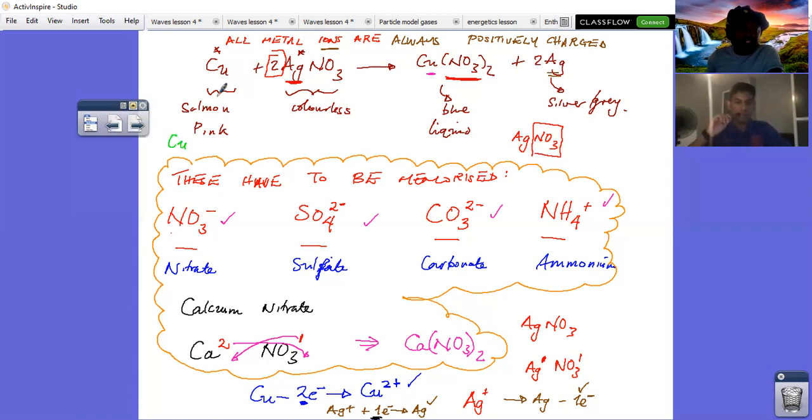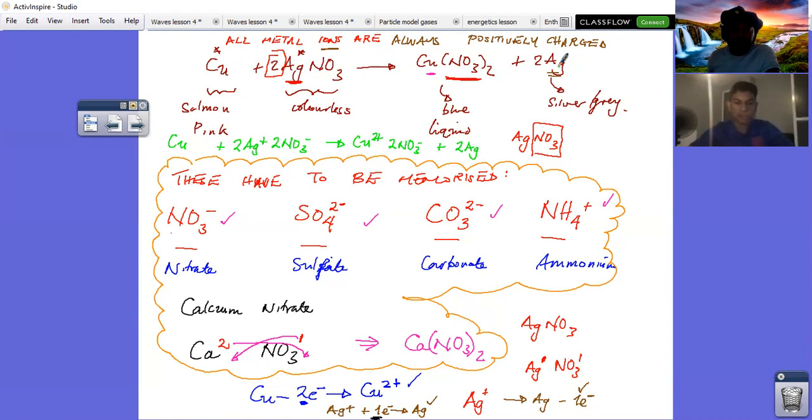So Cu is just Cu. Here, if I look at this, I need to split this up into its ions. So I've got 2Ag plus, and I've got 2NO3 minus. And over here, I need to split this into its ions. I've got Cu2 plus, and I've got 2NO3 minus, plus I've got 2Ag, which is the last thing.